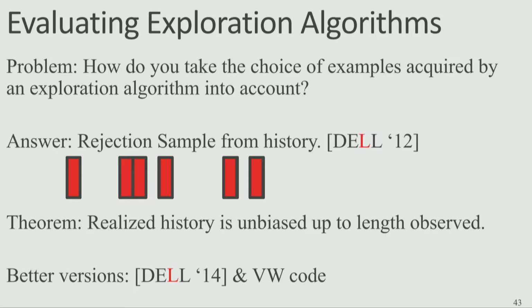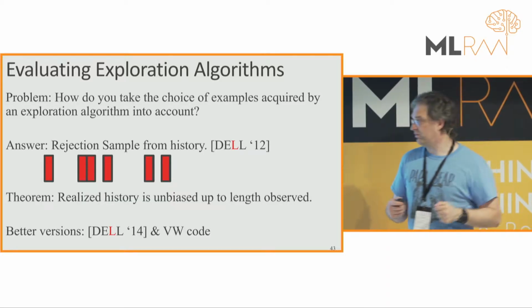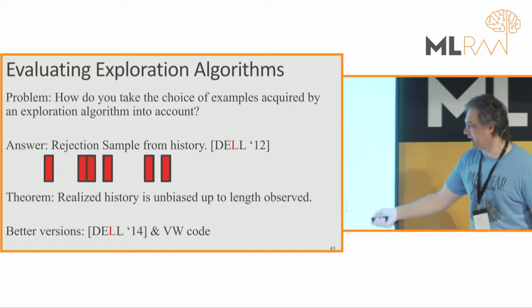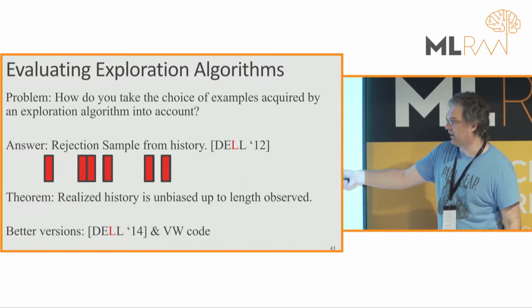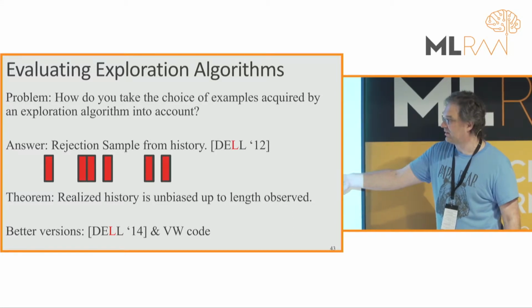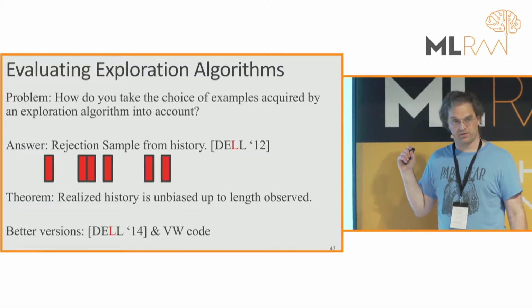And now, what can you prove? Well, you can prove that the realized history is unbiased up to the length observed, which is a much weaker statement than we proved previously, because it isn't saying anything about the deviations. And it's also just talking about up to the length observed. So the length observed here is 1, 2, 3, 4, 5, 6. It doesn't include all of the rejected samples.